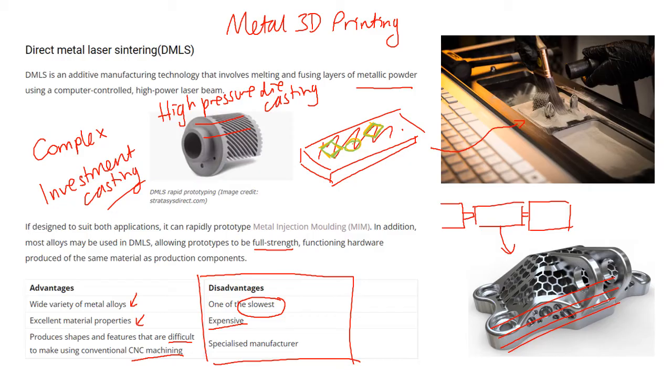So that's what this is. I hope that makes sense. If you really don't get it, let me know, or have a look on YouTube and see if you can find some videos to explain this process. So direct metal laser sintering is the other additive manufacturing process I want you to know.